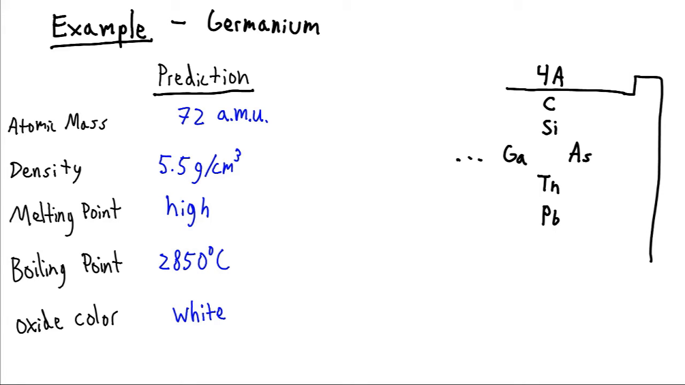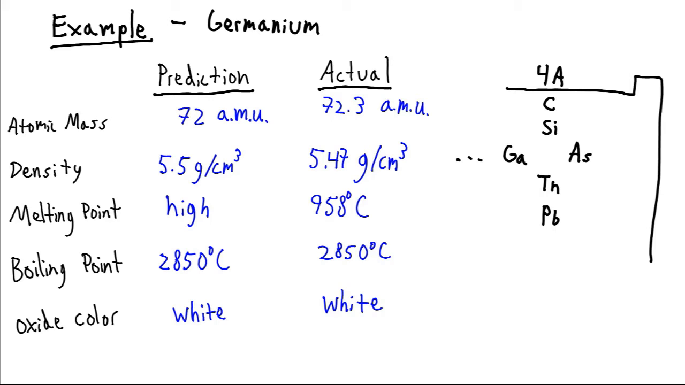He predicts its atomic mass, 72 AMU, its density, 5.5 grams per centimeter cubed, a high melting point and high boiling point, and that its oxide would be white or gray. Let's see how well he did in his predictions. Actually, we have an atomic mass of 72.3 and a density of 5.47, the same number by sig figs. Pretty good. At a high melting point, we have 1,000 degrees, which is pretty high. Exactly the right boiling point, and the color of its oxide was as predicted.